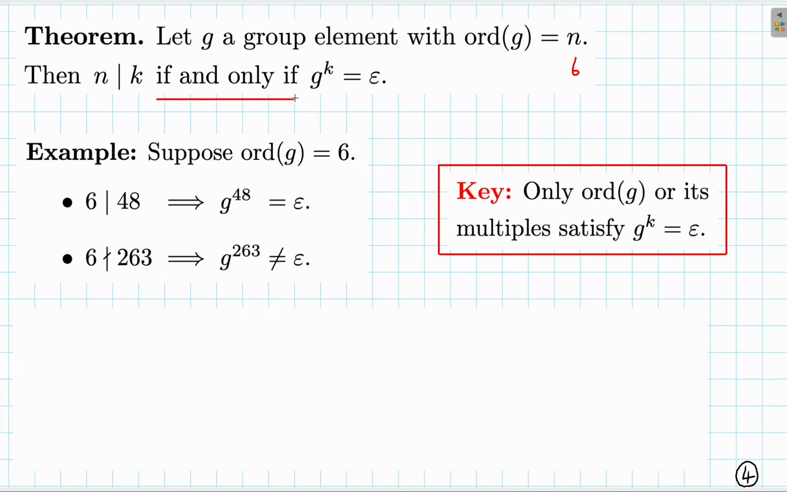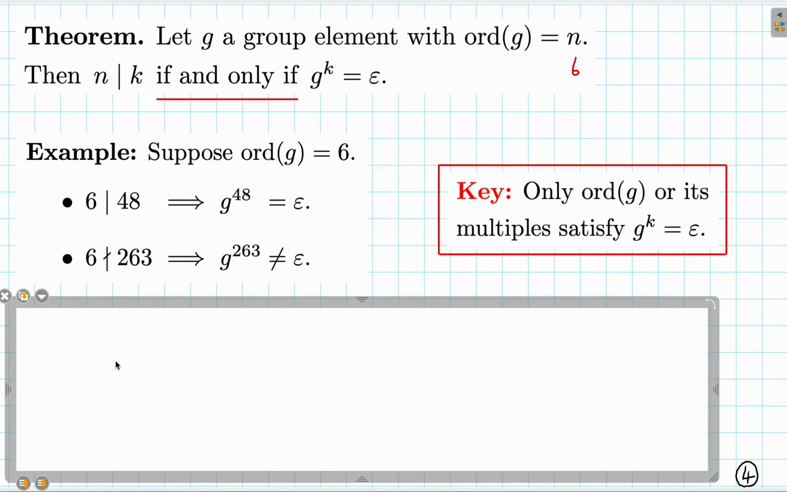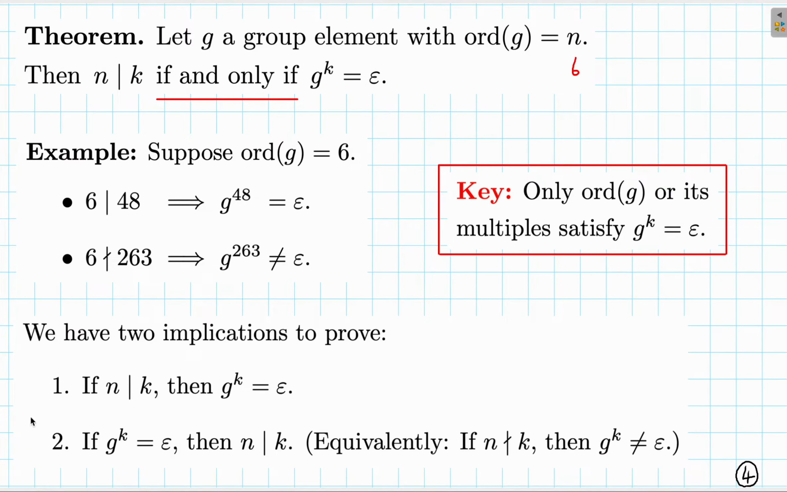and I'll start by pointing out that this is an if and only if statement. So there are two implications we need to prove, namely, if n is a divisor of k, then g to the k is equal to the identity, and also its converse, namely, if g to the k is the identity, then n is a divisor of k.